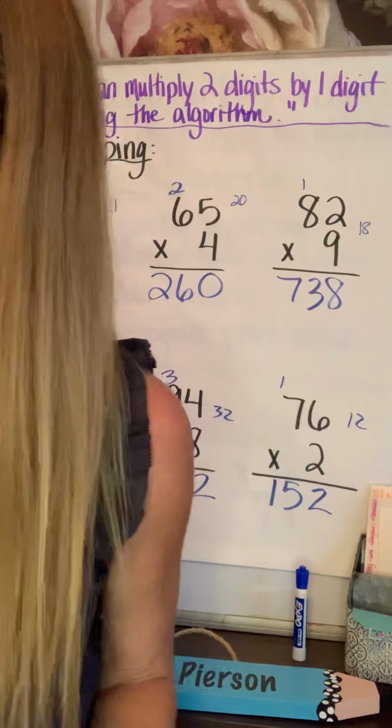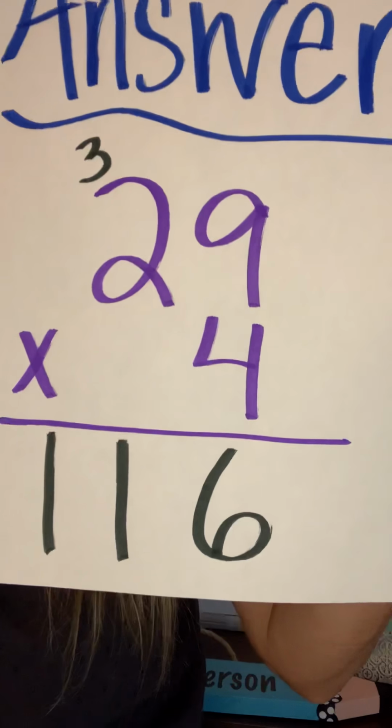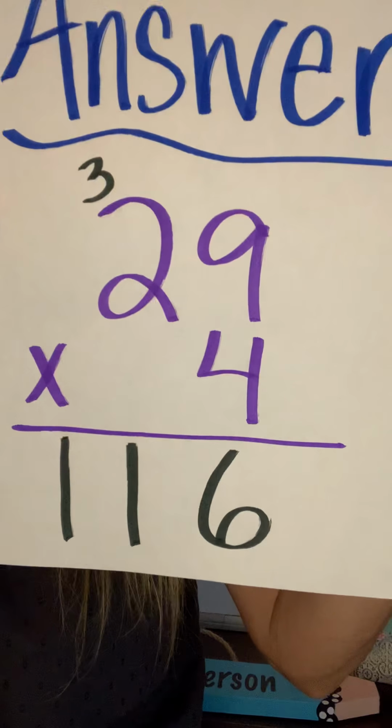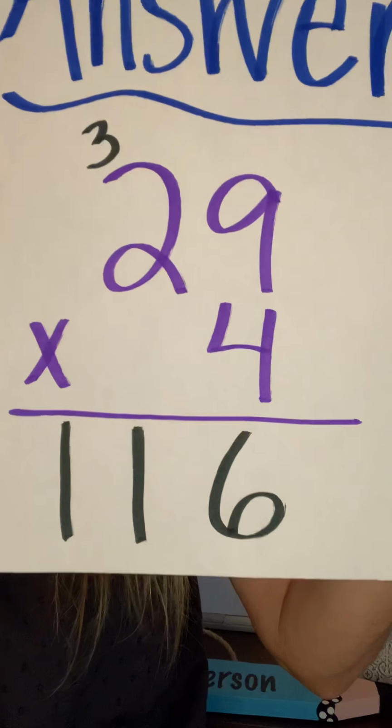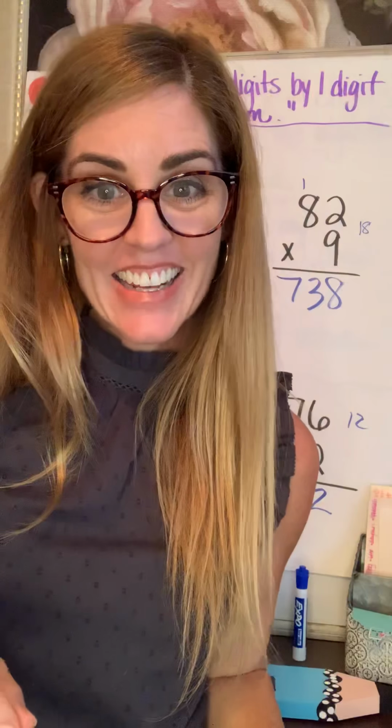Okay, welcome back. Let's see how you did. So we had 29 times 4, and that was with regrouping. The answer would be 116. You can see I had to carry that 3, or what's really a value of 30, over to the tens and add him in after. Did you get it? Maybe?